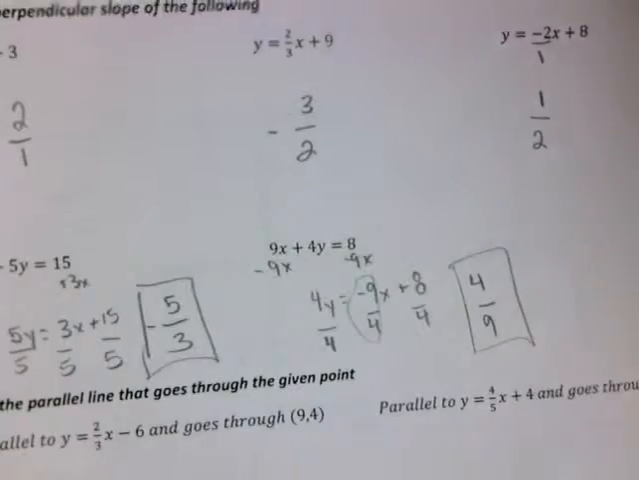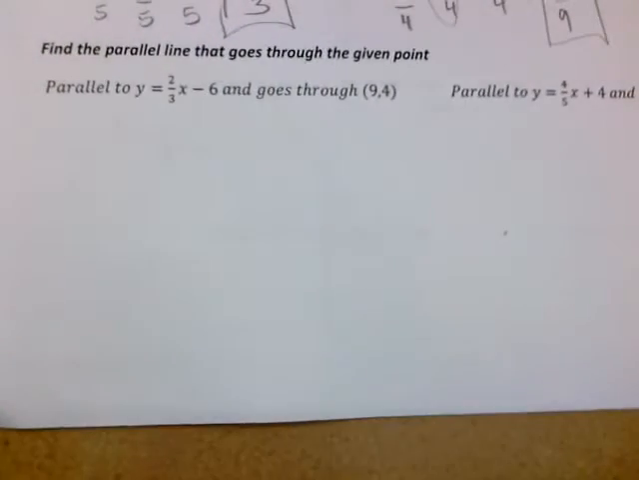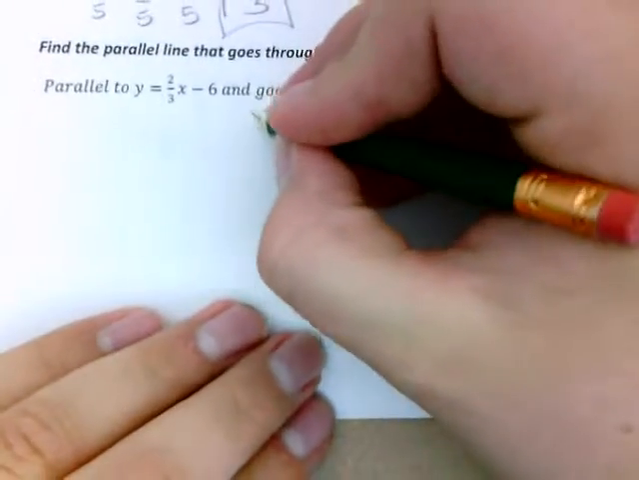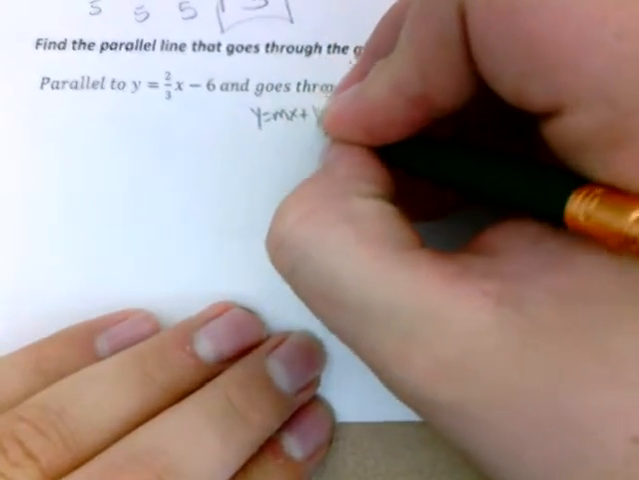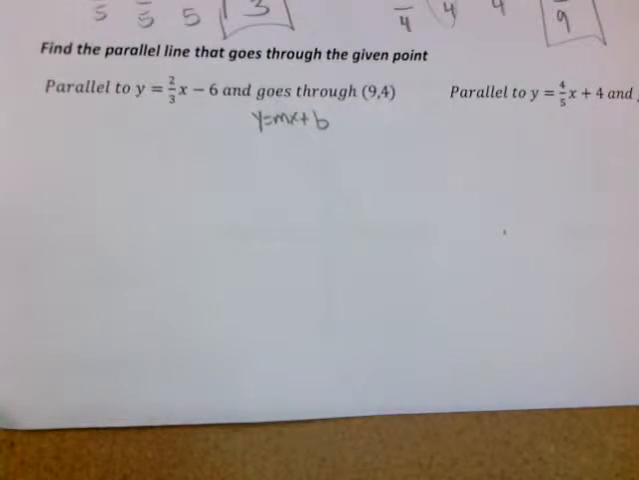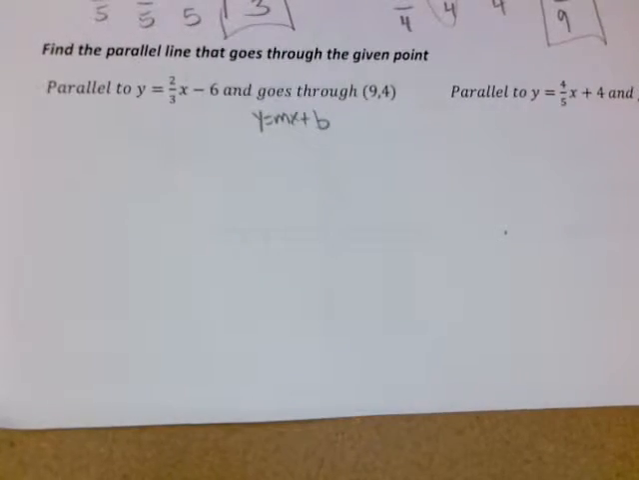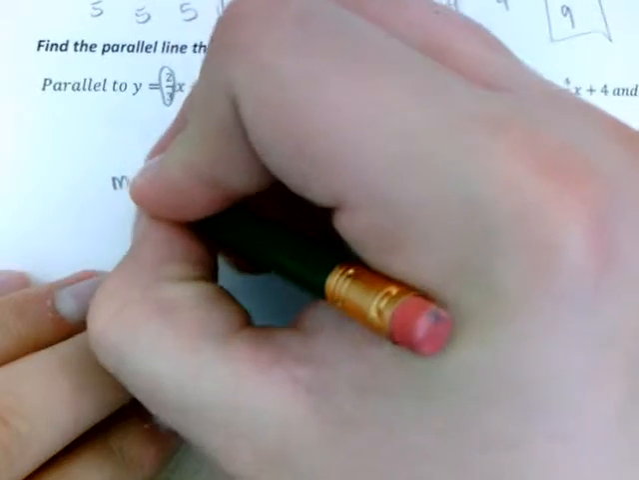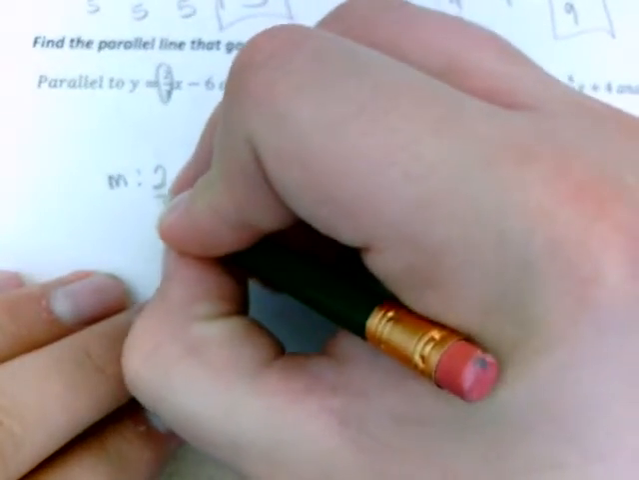Okay, now let's finish this up with finding parallel lines. Finding parallel lines is kind of easy. We're always going to be using this thing, the y equals mx plus b. You've got to remember that. So first let's find our m, or slope. It's a parallel line. Parallel lines have the same slope, so all we're worried about is this 2/3. So my m is 2/3.